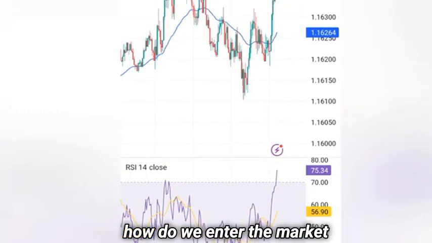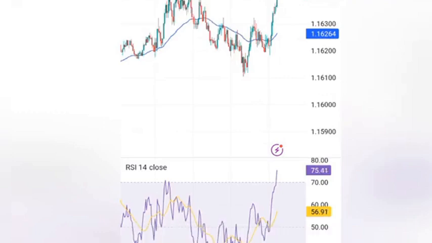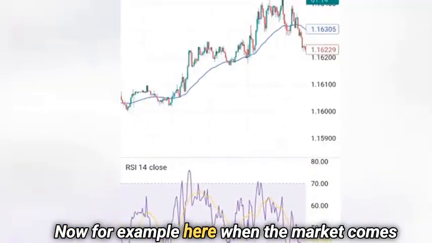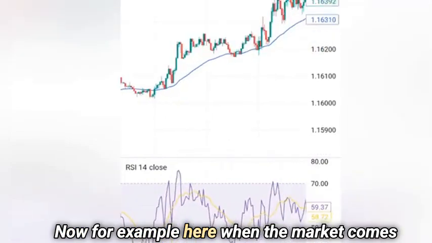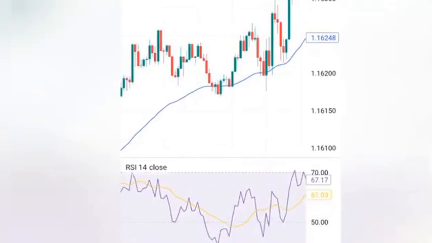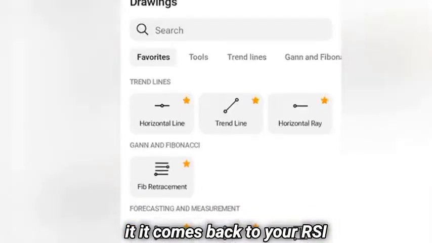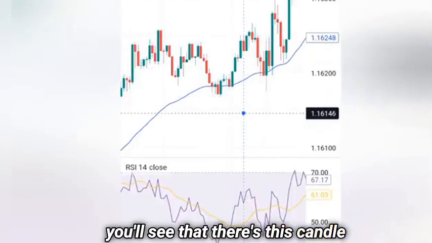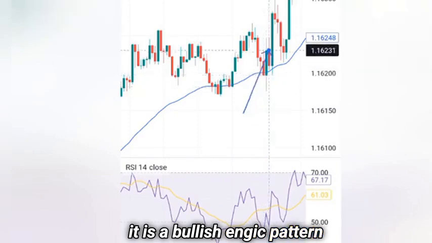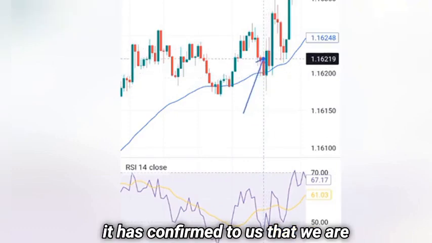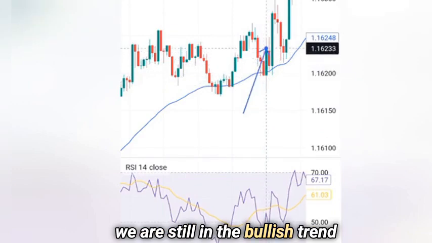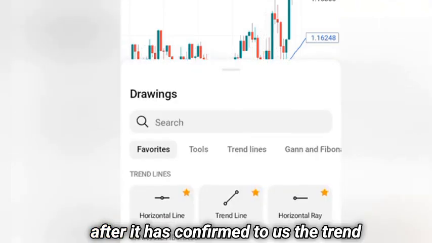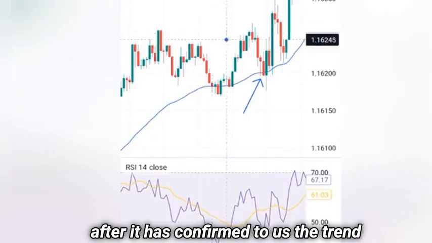So the entry, how do we enter the market? We enter on the next candle that confirms the direction. Now, for example, here, when the market comes back to your RSI, you'll see that there is this candle. It is a bullish engulfing candlestick pattern. It has confirmed to us that we are still in the bullish trend. So now traders will come and enter right from there after it has confirmed the trend.